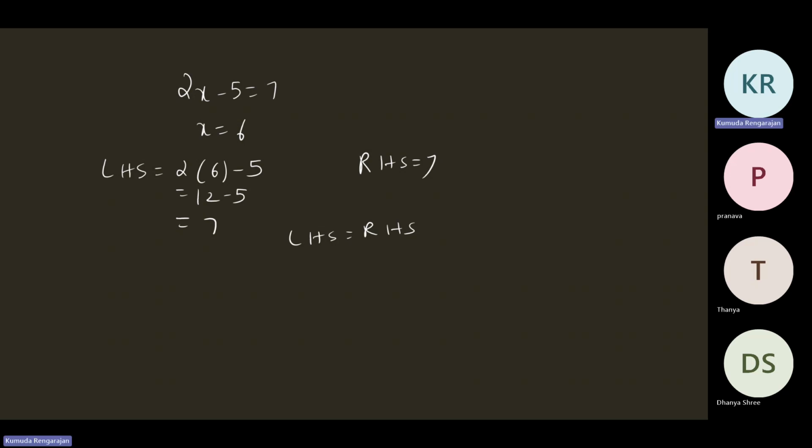Reason is the solution for the equation 2x minus 3 is equal to 5 is x is equal to 4. So how do you find the solution? 2x minus 3 is equal to 5. 2x is equal to 8. x is equal to 8 by 2, which is 4. The solution for the equation is x is equal to 4.